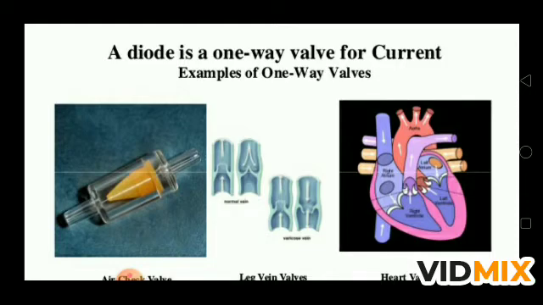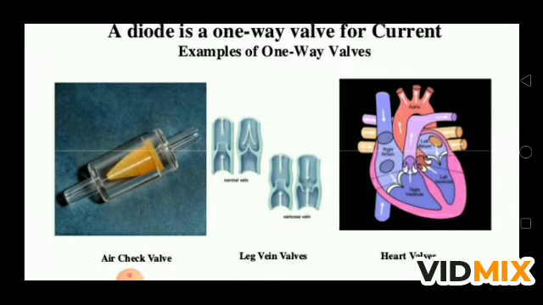Means as you see in the heart, as you see in your veins, there are valves and they prevent the backflow of blood, they prevent the backflow of air, or if you have used a valve in your house to prevent the backflow of water, means the valve is the term which is used to indicate that there is only one way. So a diode is a one-way valve for current, means we can restrict the backflow of the current also with the help of a valve.